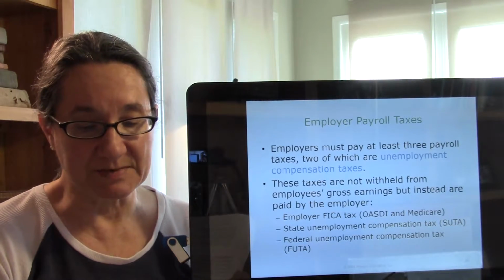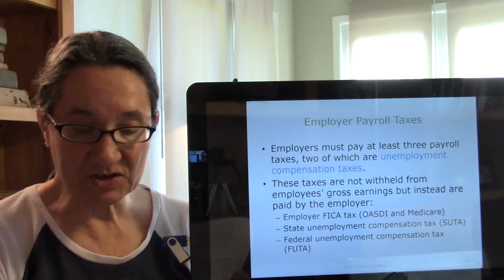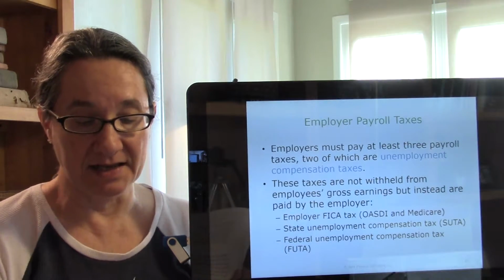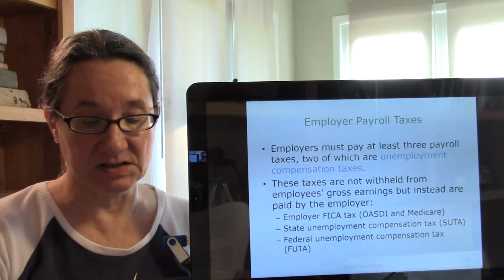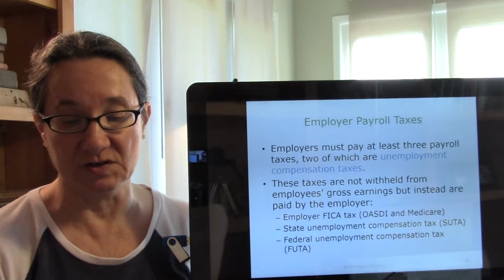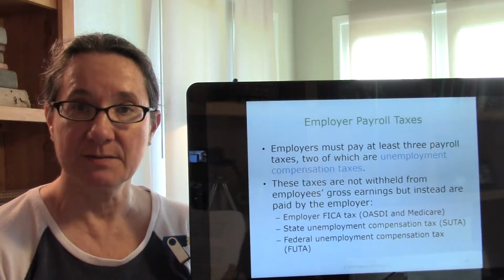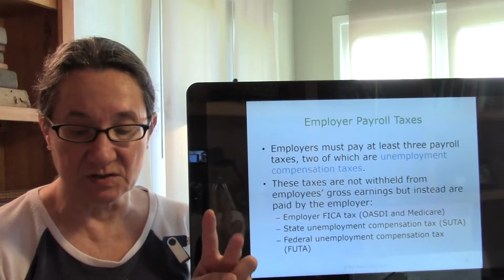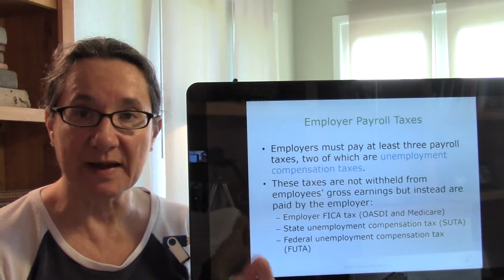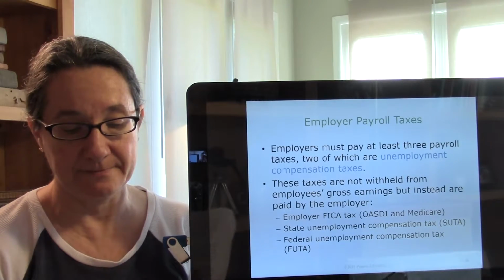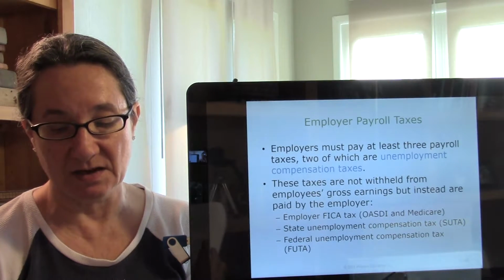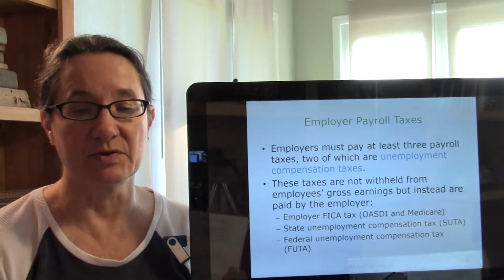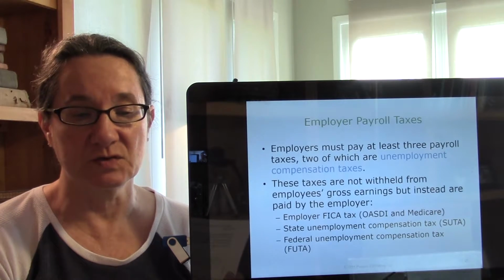So in addition to income tax and FICA tax, which are withheld from employee paychecks, employers must pay at least 3 payroll taxes. These taxes are not withheld from employees' gross earnings, but instead are paid by the employer. Employer FICA tax, which includes OASDI and Medicare, so the employer pays some on behalf of the employee, and state unemployment compensation tax, which we'll just call SUTA, and federal unemployment compensation tax, which we'll call FUTA.